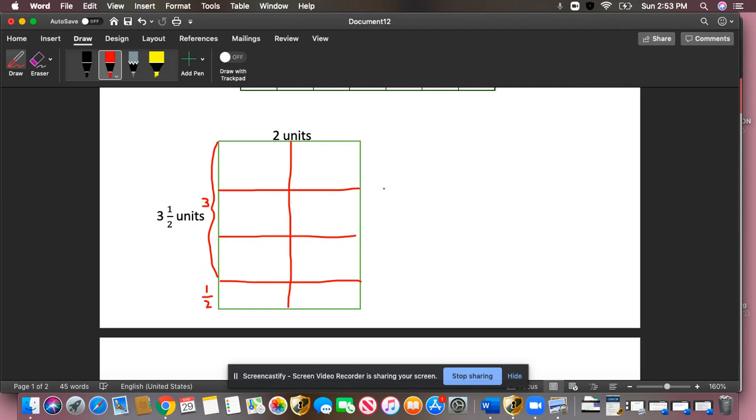Now, I first want to find the area of the whole parts, which is up here, and then I'm going to find the area of the fractional parts down here. So if I wanted to find the area of this top part, I would multiply 3 units by 2 units. Or I should have done 2 first, but 3 units times 2 units.